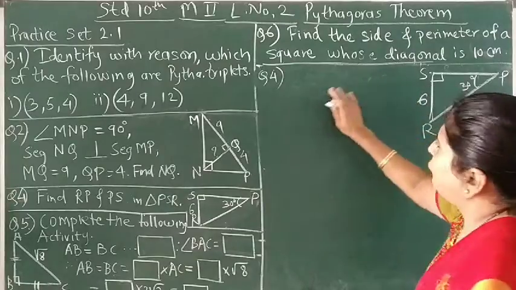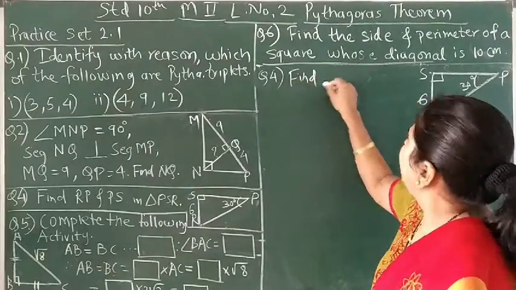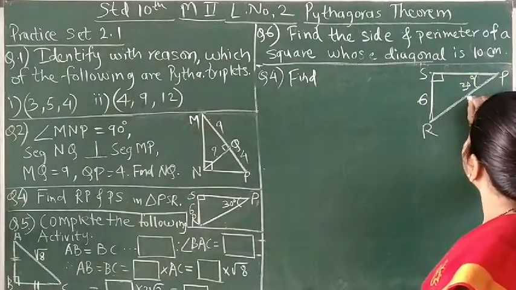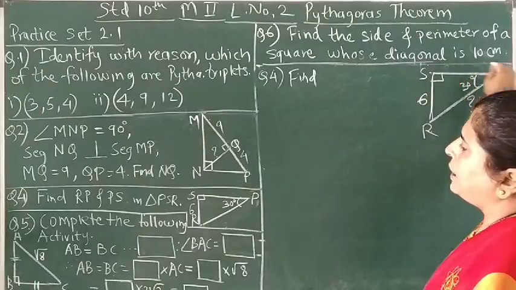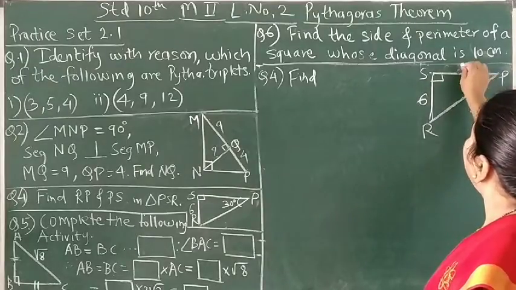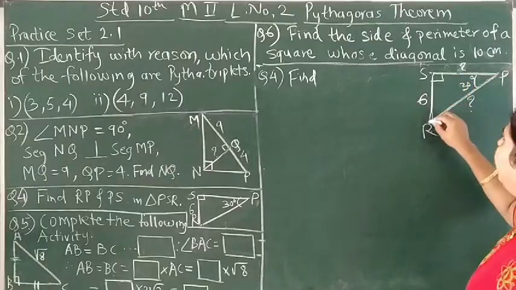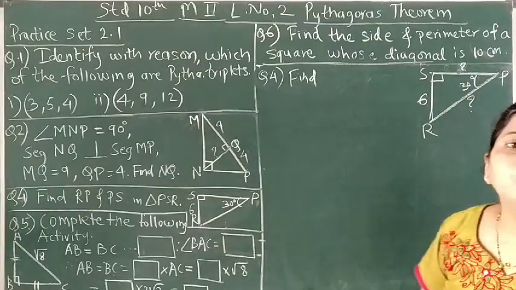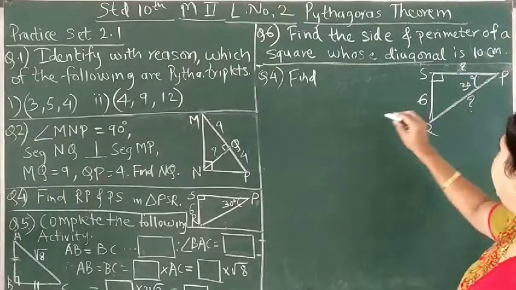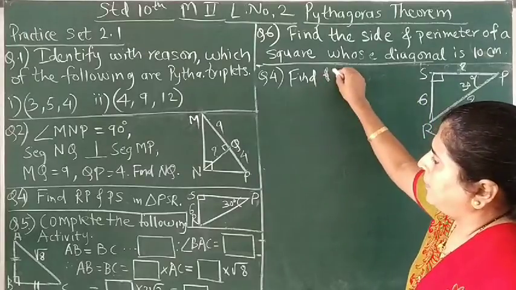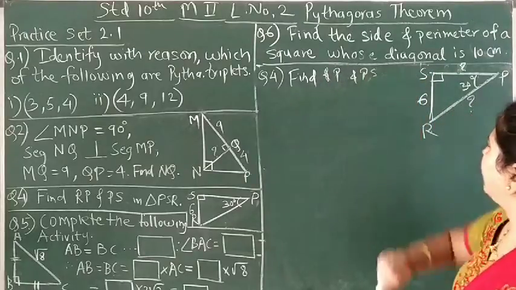So now we have to find which values. We have to find RP, this hypotenuse, and SP or PS. Now we know only one side, and we have to find the remaining two sides of triangle RPS. So it is RP and PS. Okay, this is the question.